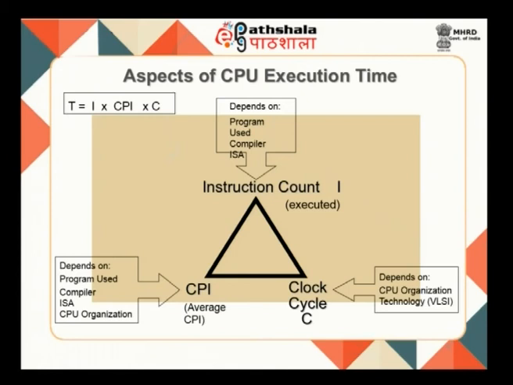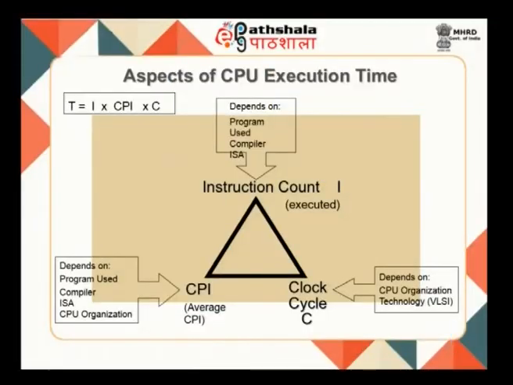But again, the compiler can only use the instructions that are supported in your instruction set architecture. So, the instruction set architecture also plays a role in reducing the instruction count. In the previous session we looked at how the same operation can be implemented as different sequences of instructions depending upon the ISA. So, with the help of the ISA, the compiler will be able to generate code which uses fewer machine instructions. The second factor is your clock cycle time, which depends upon the CPU organization and also upon the technology that is used. And the third factor is your CPI, which is the average number of clock cycles per instruction.